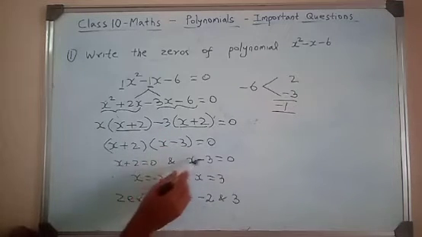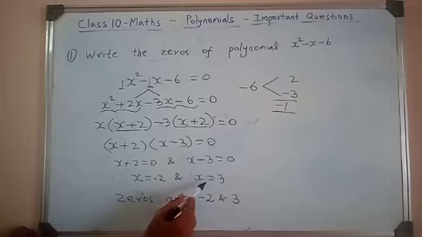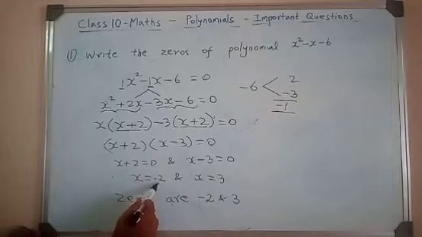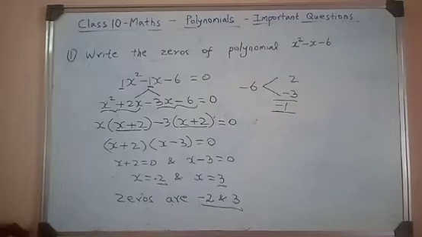Now equating each factor separately to 0, x plus 2 is equal to 0, x minus 3 is equal to 0, we get x is equal to minus 2 and x is equal to 3. Therefore the zeros of the given polynomial are minus 2 and 3. Let us move to the next question.